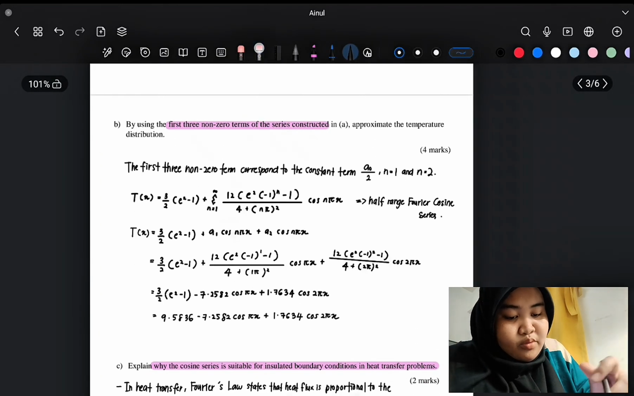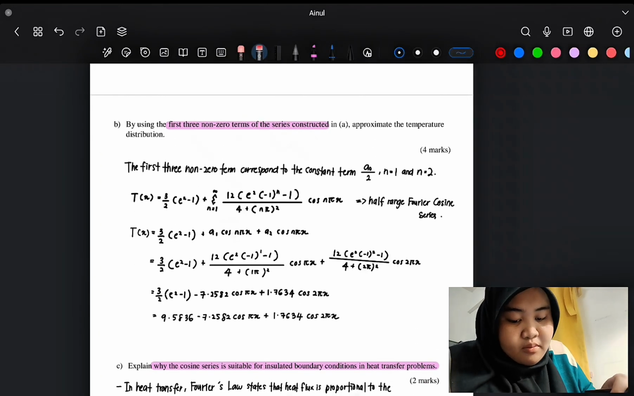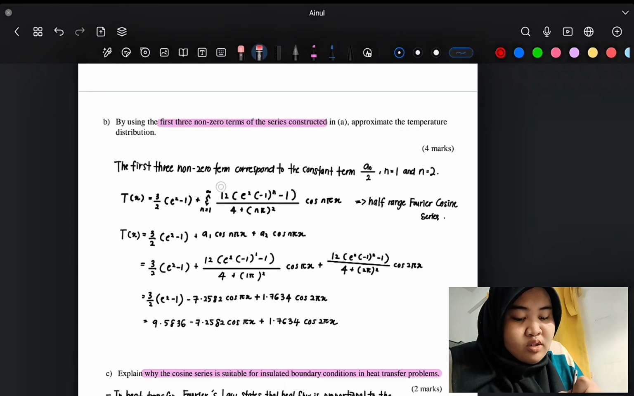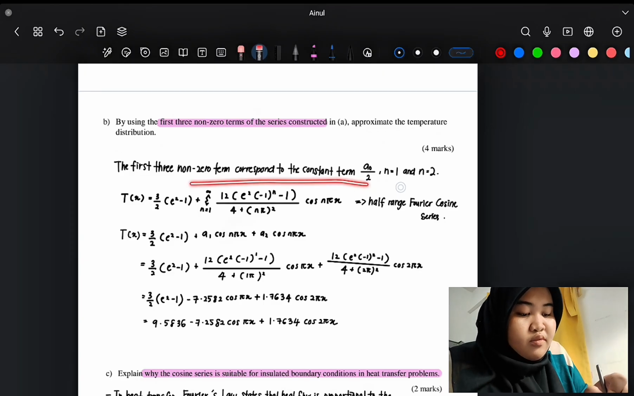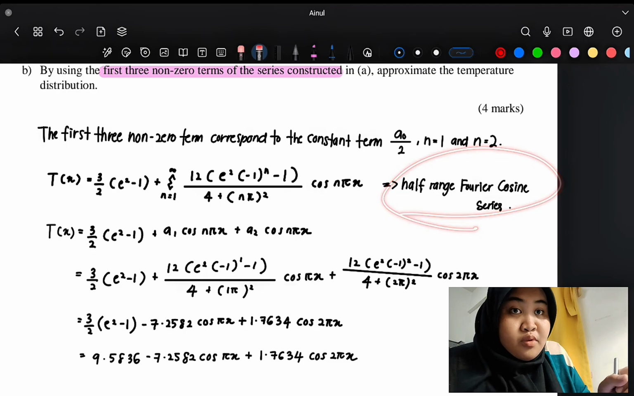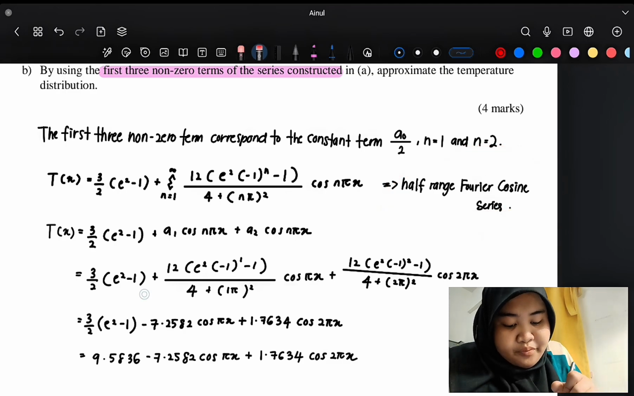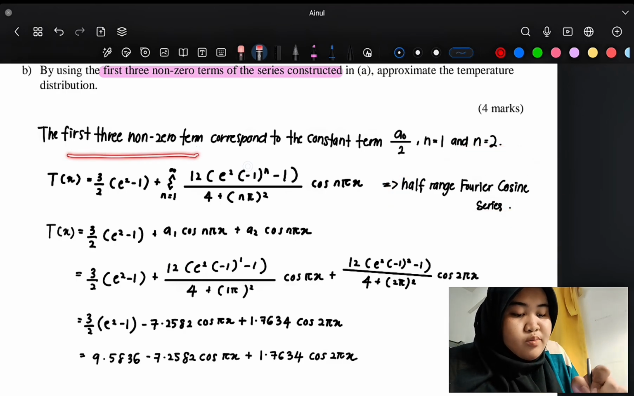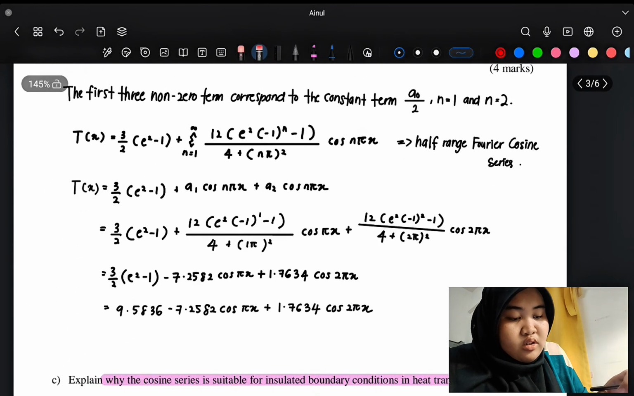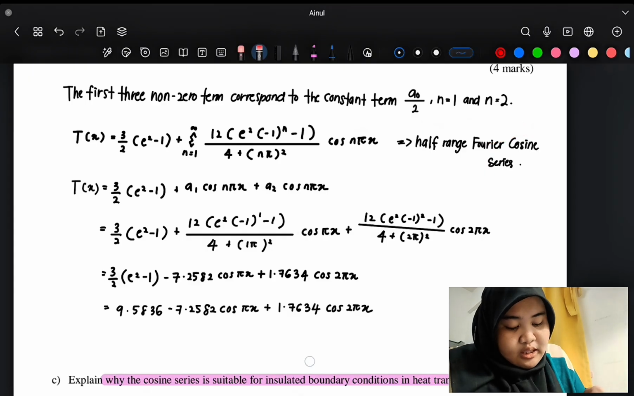So here, I will proceed to question 1b. Using the first three non-zero terms of the series constructed in 1a, approximate the temperature distribution. The first three non-zero terms that we need are the constant term itself, n equals 1 and n equals 2. Picking up the half-range cosine series from question 1a, we insert the first three non-zero terms corresponding to the constant term, n1 and n2, and we will get this final answer.